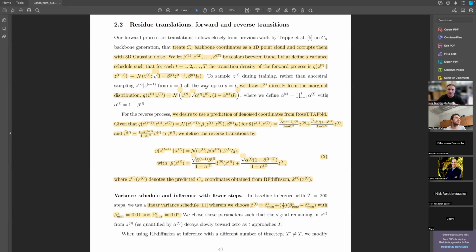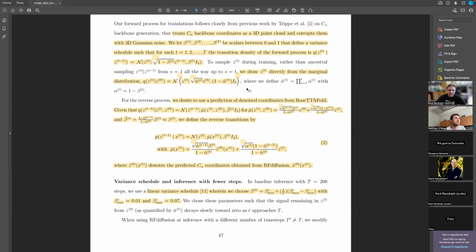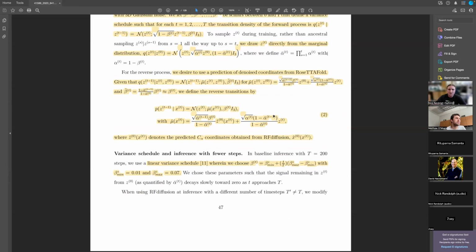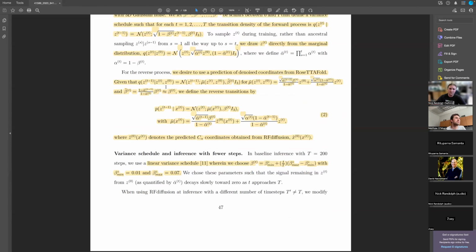So this makes this really efficient for training, and we'll see this a little bit later in the algorithms. For the reverse portion, they want to create some sort of denoised structure given a noisy structure and the ground truth. This is a little bit of interpolation, interpolating between the ground truth translation vector here and the noisy translation vector here. So we're going to interpolate them.